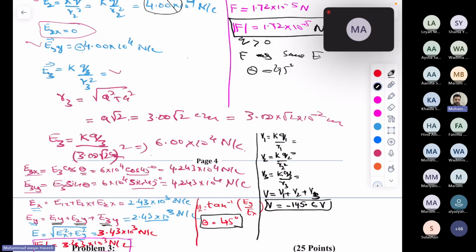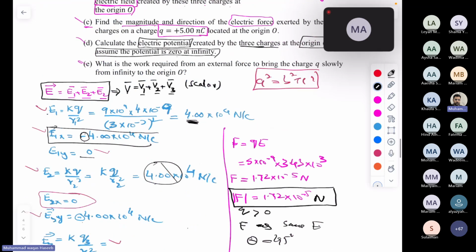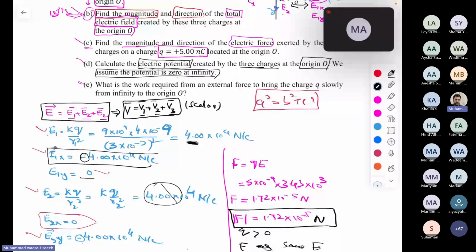This is not a direction. The negative sign is coming from the negative charge, which is Q3. So the potential at point O is negative 145.6 volt. The superposition principle applies here as well, like for the electric field and the potential. Similarly for the forces, we can add F1, F2, F3. This superposition principle also applies.